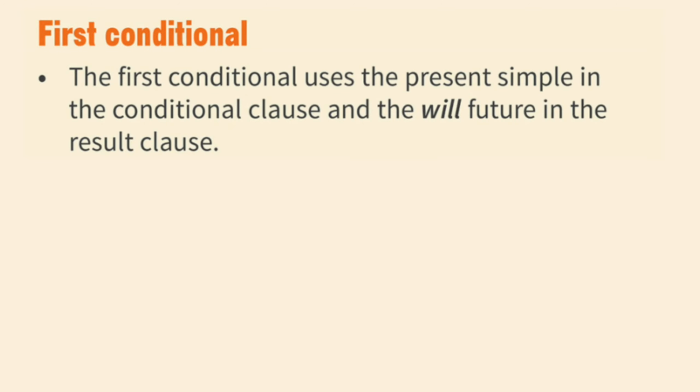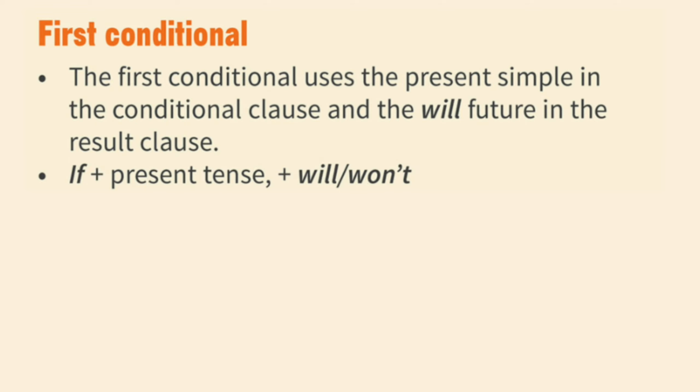Okay, so let's move on then to the first conditional. What is the first conditional? Los condicionales tipo 1. Vamos a ver la explicación. First conditional. The first conditional uses the present simple in the conditional clause and the will future in the result clause, or sometimes known as the future simple. So the structure is if plus present tense plus will or won't.